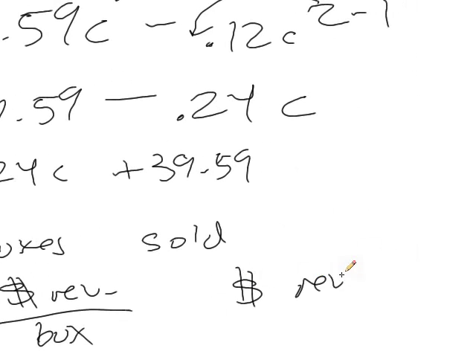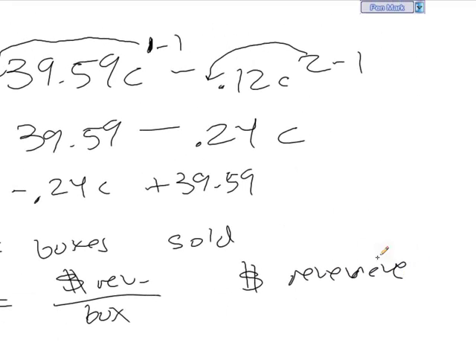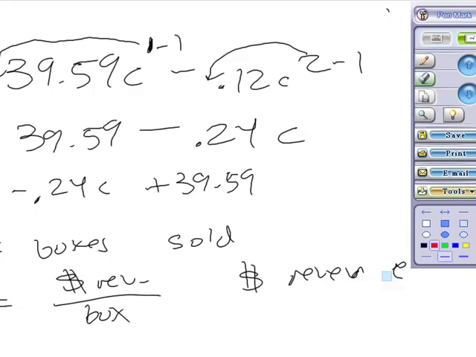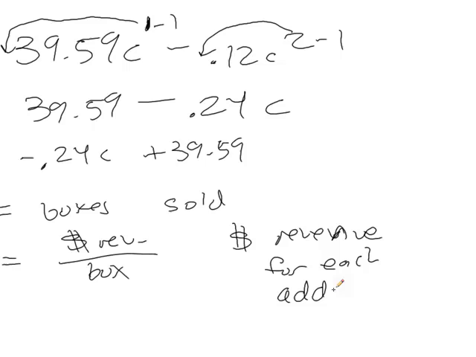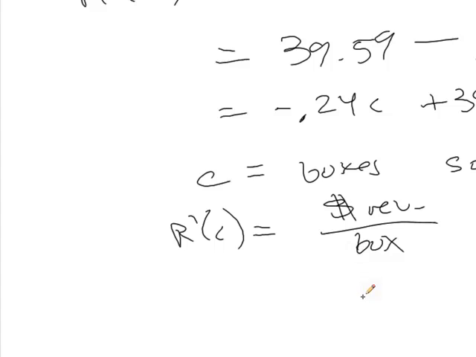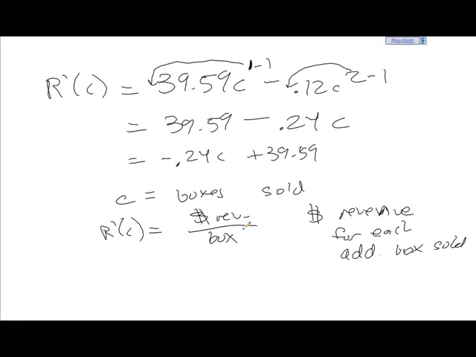So dollars of revenue for each additional box sold. Now don't let this confuse you, because it's not the average revenue for each additional box. It's the anticipated revenue that I'll get for selling another box.